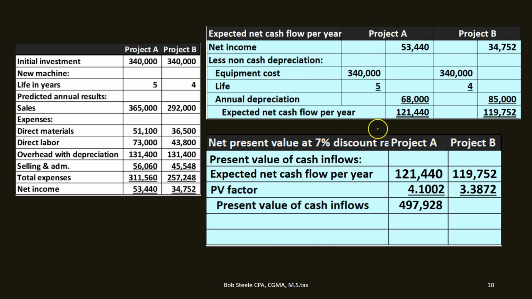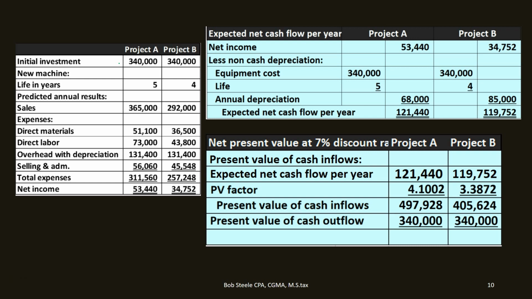So we're going to multiply that out. So we multiply the 121,440 times the 4.1002 to get the 497,928. And the same for project B. And then we're going to take that and compare it to the present value of cash outflows. And we don't need to do anything special with that. That's just the 340 that we spent at the beginning. Why is it just a 340 and we don't need to do something special? Because we did that at the beginning of the job. So obviously it's at that point in time. We don't need to pull it back. It's not like we got it in the future.